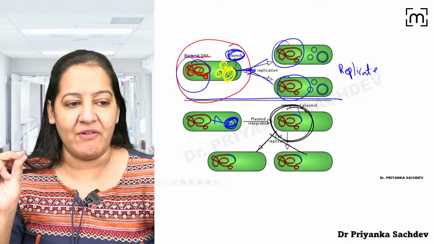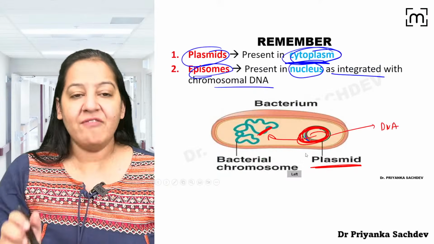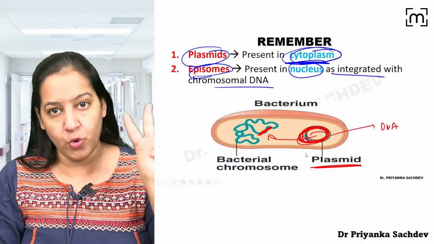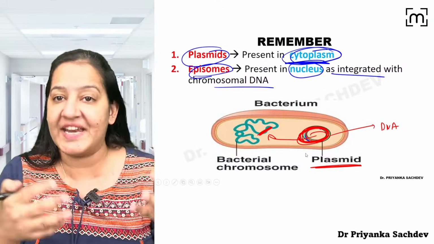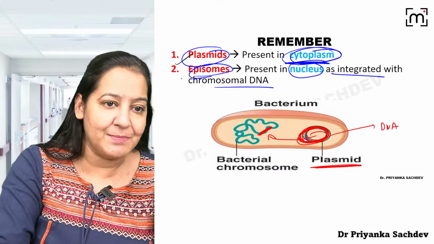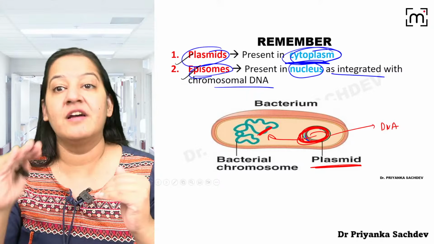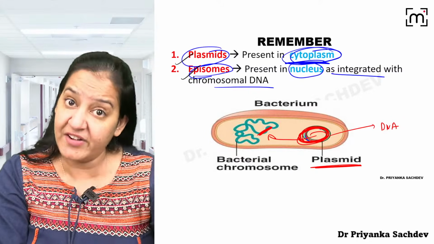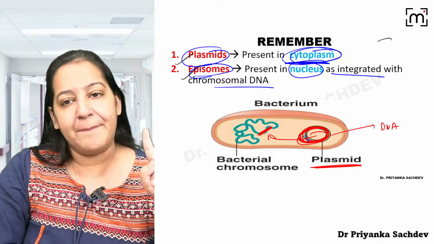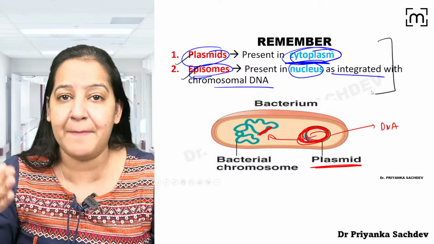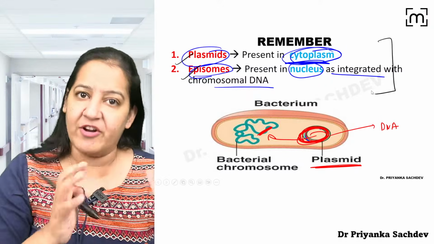So what we have learned, the summary, is that there are two types of extra-chromosomal genetic material. It is known as plasmid and episome. When it is present in the cytoplasm, it is plasmid. When it is present in the nucleus integrated with the chromosome, it is known as episome. And plasmid and episome are both replicable in the same way as bacterial chromosomes do.